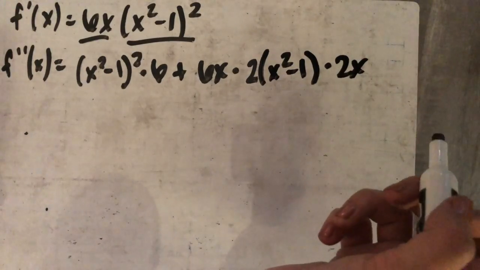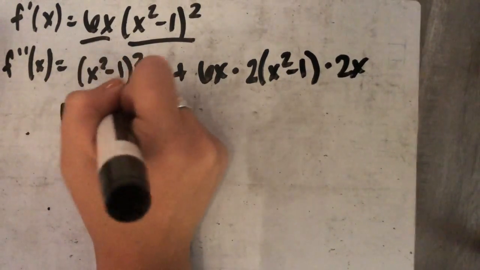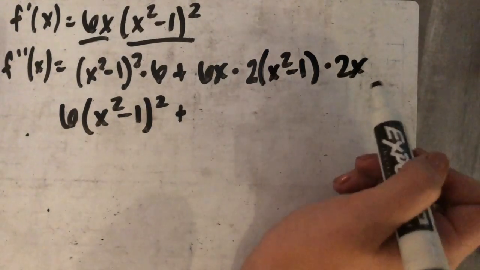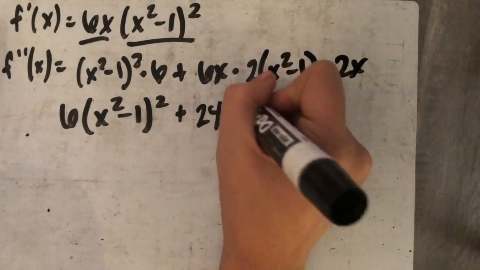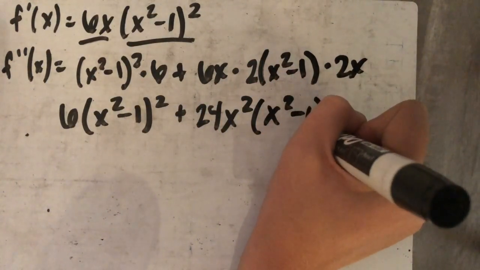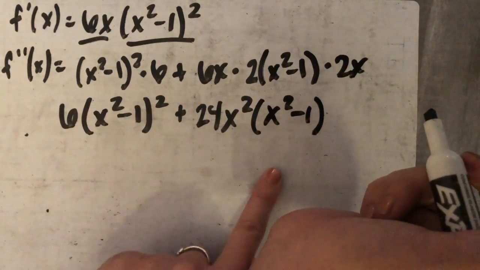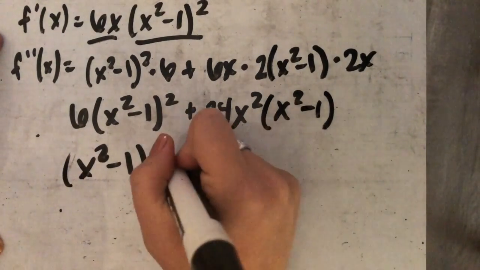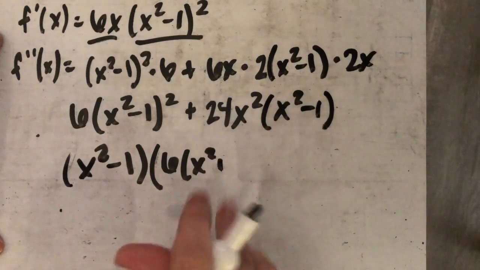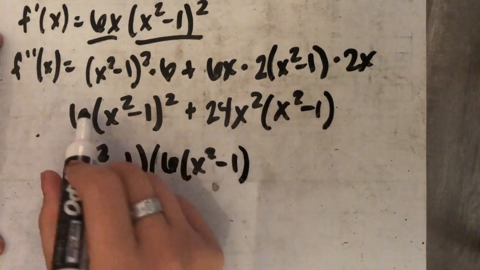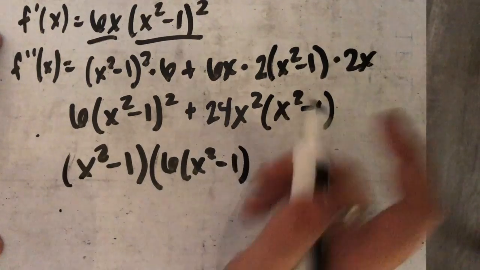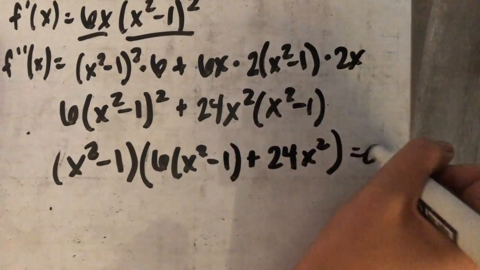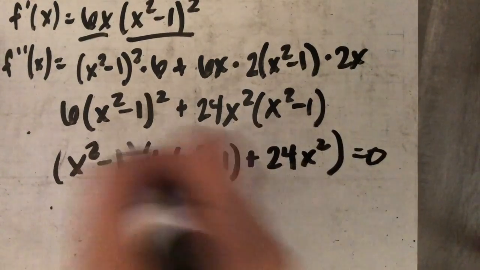Okay, so I would have 6 times x squared minus 1 squared plus, I would have 6 times 2 is 12 times 2 is 24, x squared times x squared minus 1. Okay. Then I could factor out an x squared minus 1. So x squared minus 1 times, I would have 6 times another x squared minus 1, because I used one of them, but one was left, plus 24x squared. And the reason I'm doing this is because I'm going to have to set it equal to 0, and I couldn't figure it out from up there, right? I want it in a factored form.